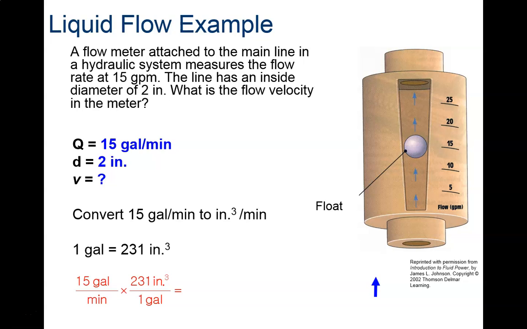So we get our 15 gallons per minute. Pause it if you need to. We convert, since 1 gallon is 231 cubic inches, so we get that our flow rate is equal to 3465 inches cubed per minute. So that's step 1.